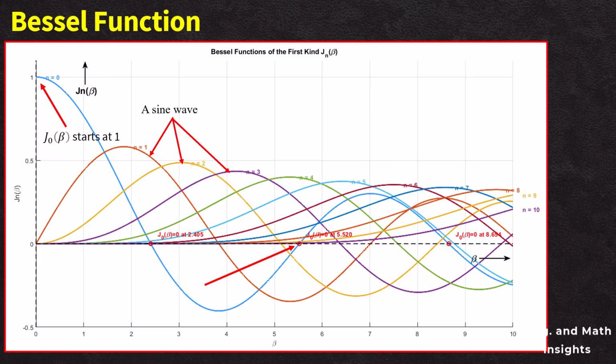Higher n values cause more zero crossings and start from 0 at beta equal to 0. J0(beta) starts at 1, while Jn(beta) is equal to 0 at beta equal to 0 for n greater than or equal to 1. J0(beta) equals 0 at beta equal to 2.405, 5.520 and 8.654. These are called carrier nulls.